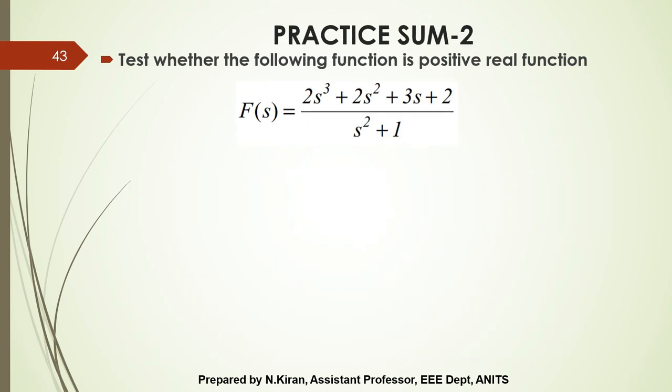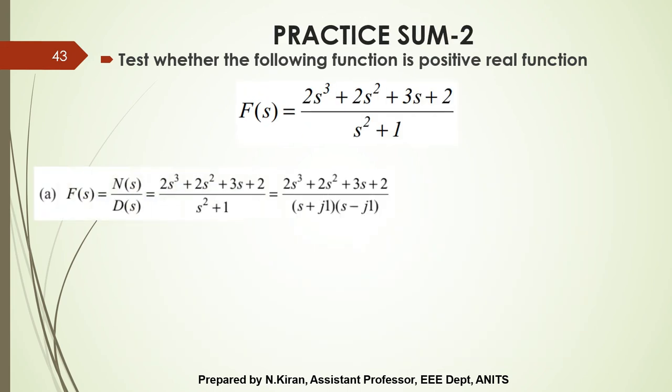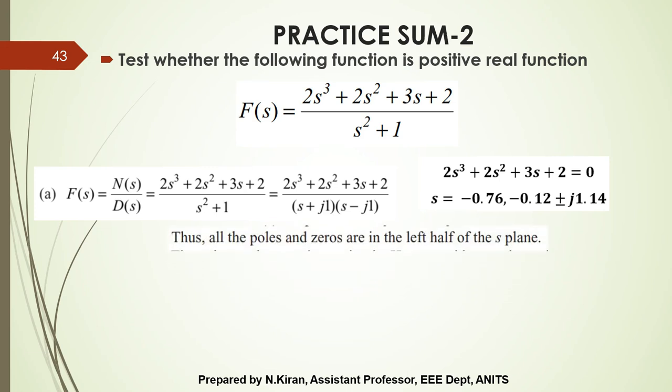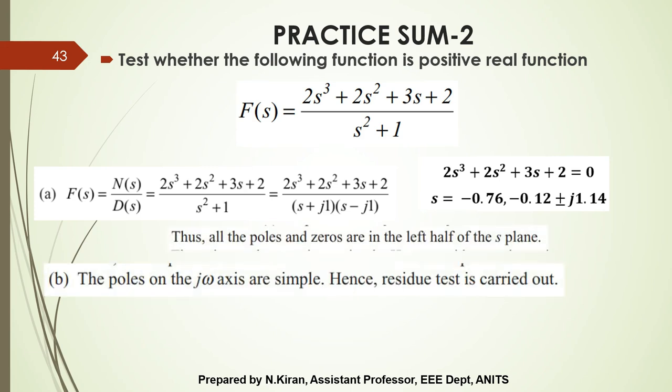The second one, we find the roots. So all are on the left half of the s plane. The first condition is satisfied. So here I have a pole on the j omega axis. Since I have a pole on the j omega axis, I should conduct the residue test.